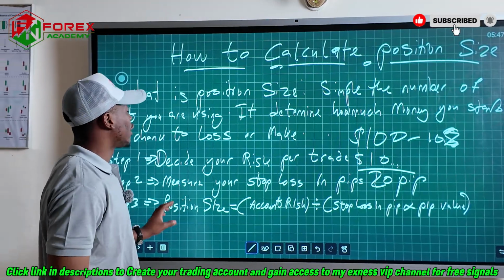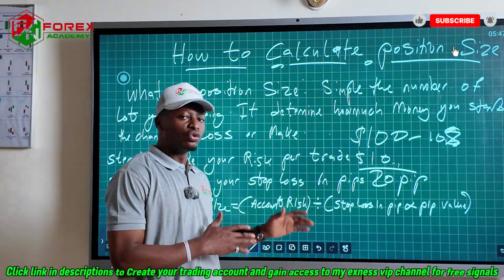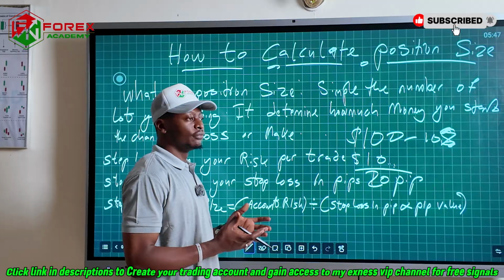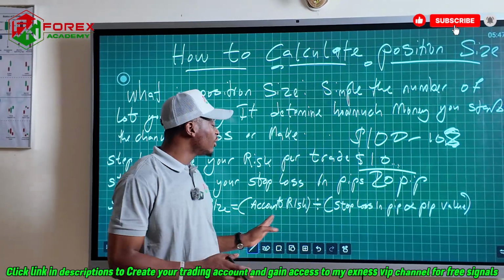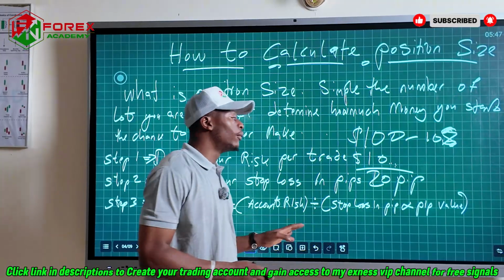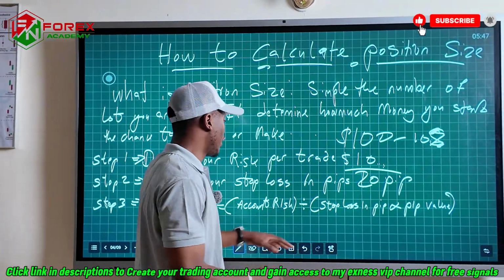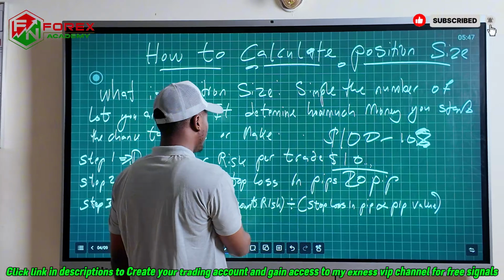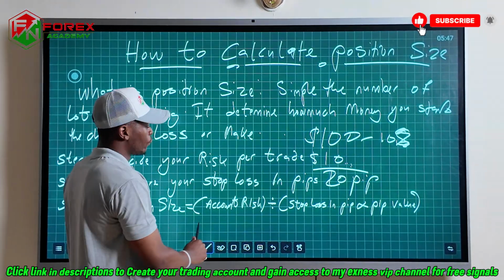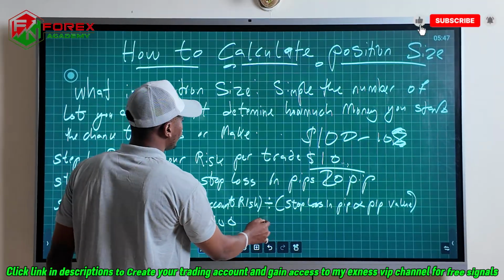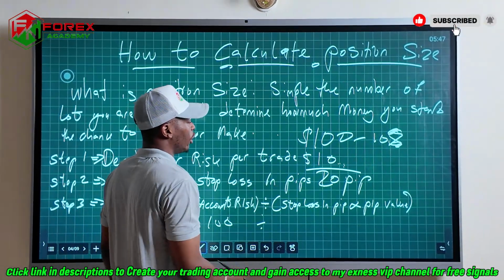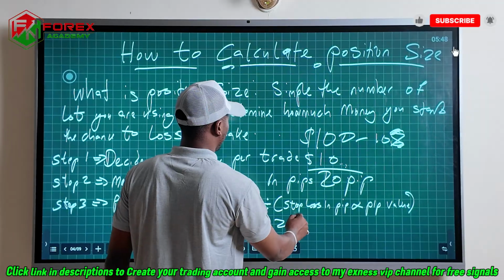For the position size calculator, we have a formula we normally use. Most of us are not really good at maths, so using this position sizing formula might be very difficult. For now, I can use the position size calculator. Maybe account risk: I put my $100 account, divided by my stop loss. My stop loss is 20 pips.